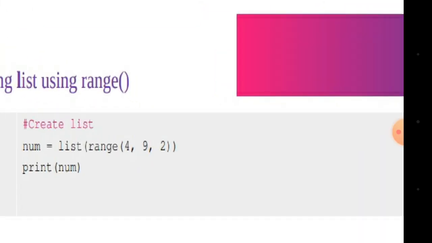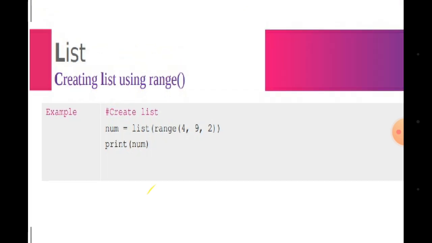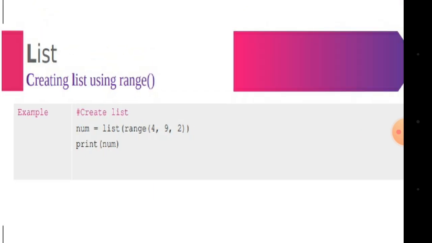Then how do we create a list using range? The same range function we have to use. Just create one variable, then use the list keyword, then the range function, and apply the range function with the starting value, ending value, and step value. It will automatically create the list. So you can use the range function also for creating the list.